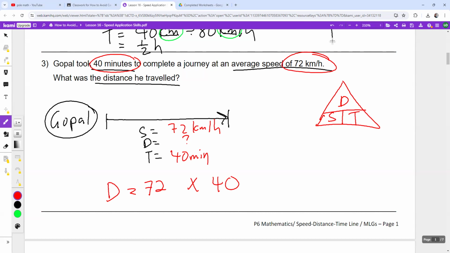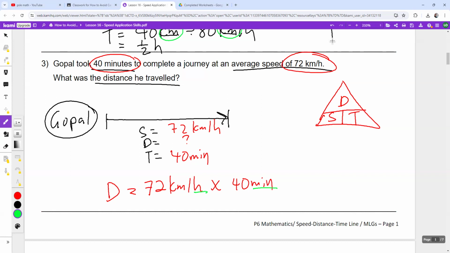Why is it very wrong? If you put down the units inside the steps, that will be 72 km per hour multiplied by 40 minutes. What I always tell my students is that when you do speed problems, you must always put the units so that you can check whether the units are the same. If the units are not the same, you cannot multiply. Whether it's speed or other topics, you always have to make sure the units are the same before you can add or subtract.